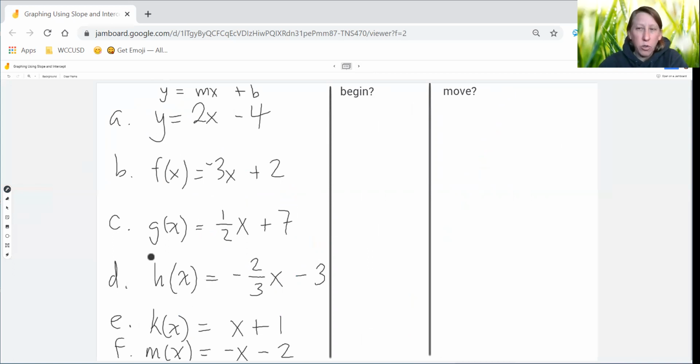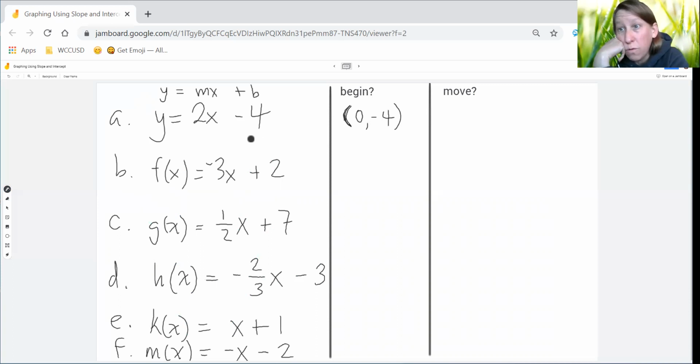Okay, really in an Algebra 1 class, we should be using function notation, and you should see these as inputs and their outputs. All right, so in this equation, where do I begin? What is the y-intercept? Well, it's -4. So I'm gonna do it this way. 0 goes in, -4 comes out.